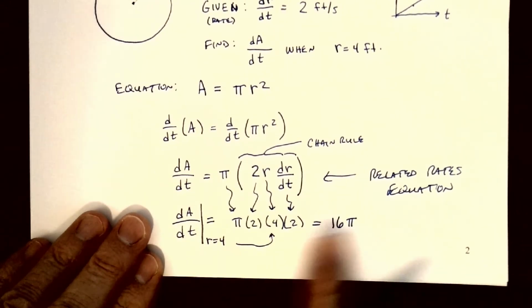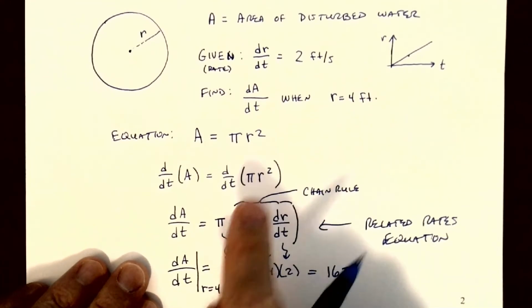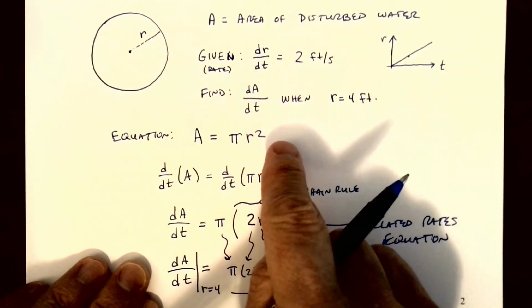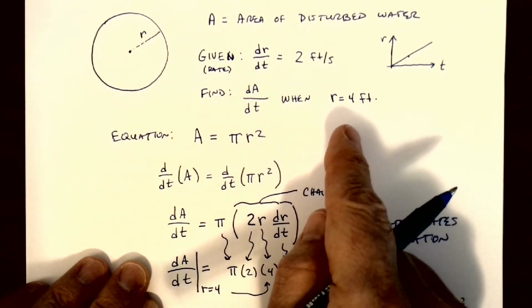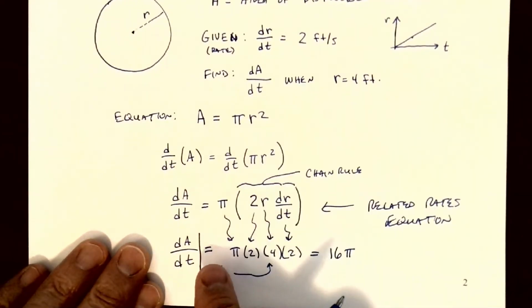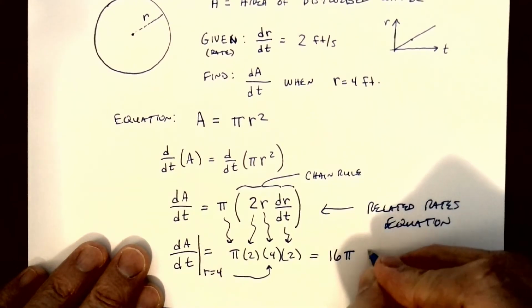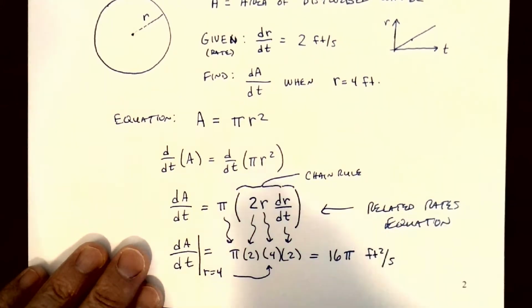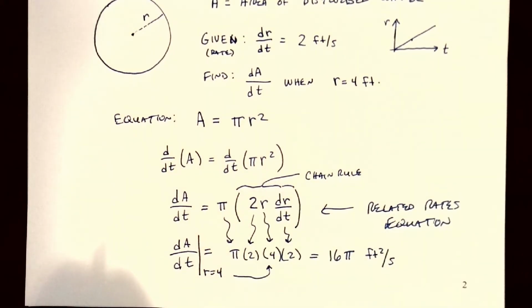16 pi what? Well, remember, A is area, right, which is measured in this case, obviously, in what? Square feet per what? Unit time. So it should be square feet per second. Those are the time units.